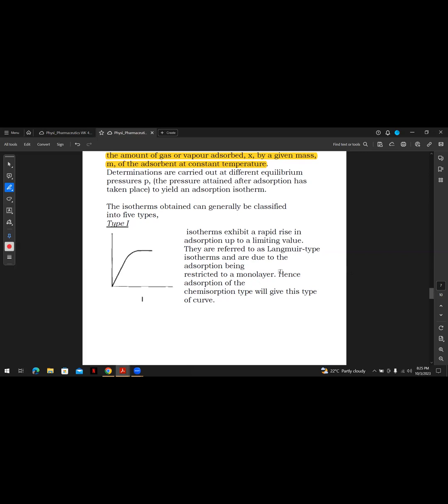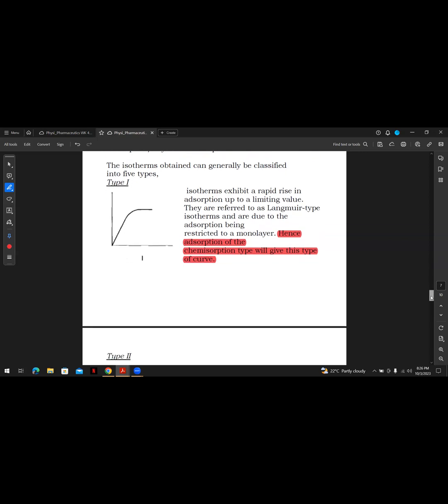The isotherms obtained can generally be classified into five types. Type 1 isotherms exhibit a rapid increase in adsorption up to a limiting value. They are referred to as Langmuir type isotherms and are due to the adsorption being restricted to a monolayer. The adsorption of the chemisorption type will give this type of curve. It's rapidly adsorbed until it reaches a limit, and then it plateaus.